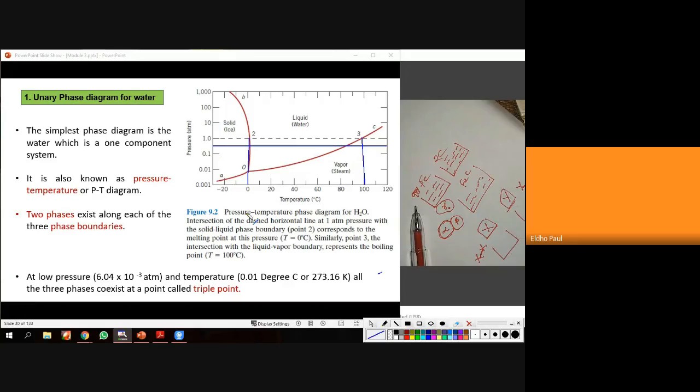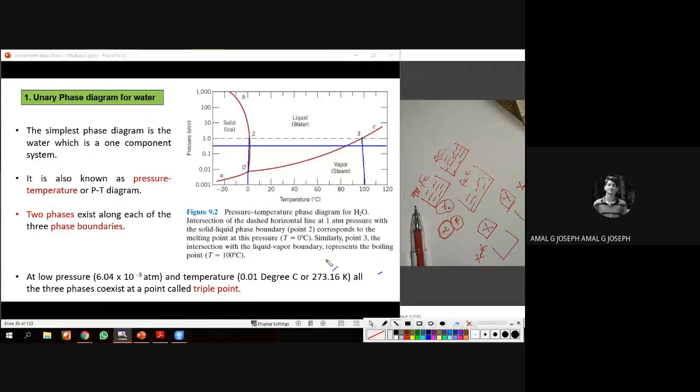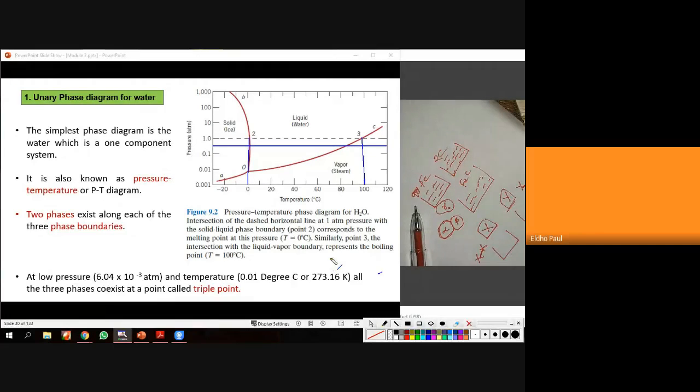What happened to the freezing point? Does the freezing point increase or decrease? That means at what temperature does ice convert to water? Below 0 degrees or higher than 0 degrees? Higher than 0. From this graph, it is clear that it will be higher than 0 degrees.